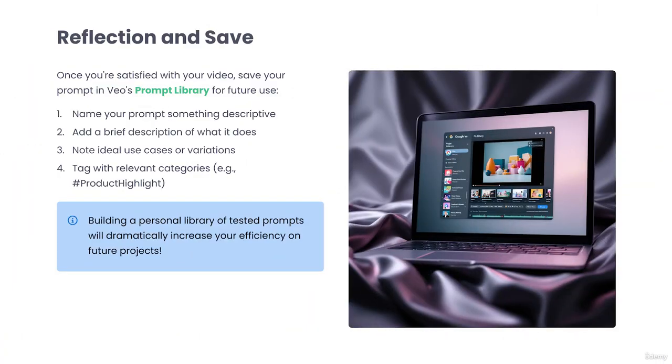Step 5. Reflect and save. Once you're happy, save your prompt text in Veo's prompt library. Write a short note about what this prompt does and when to use it.